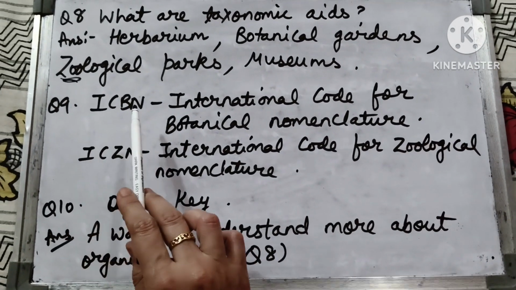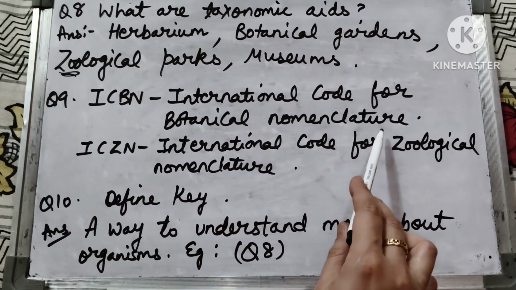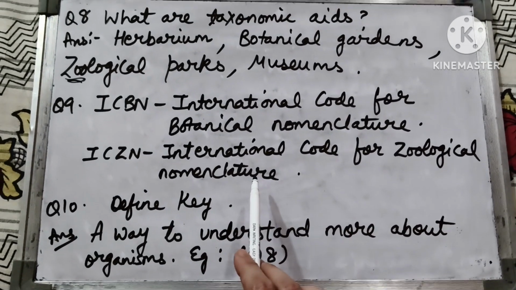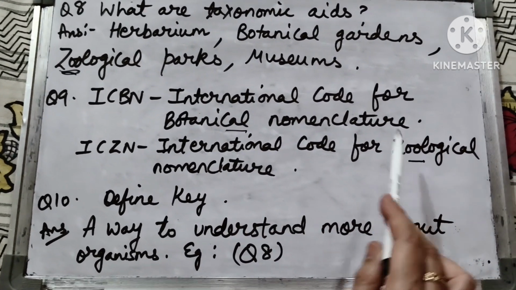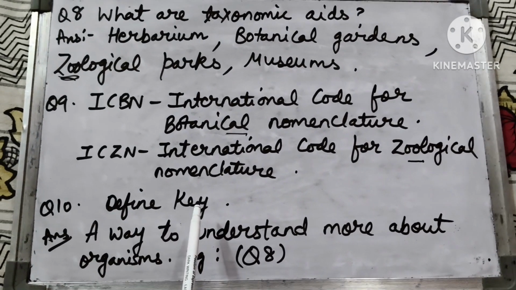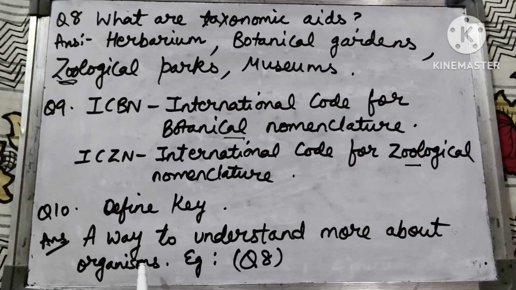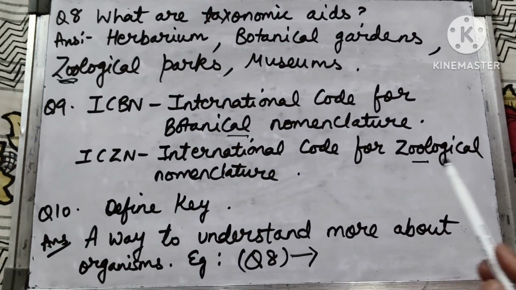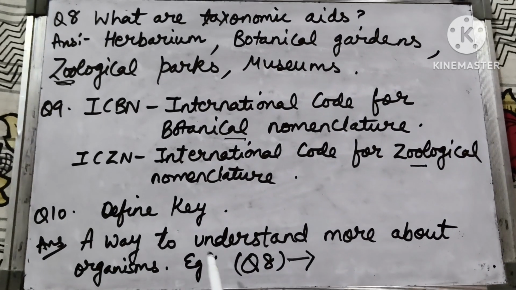Next question is, the full form of these two are asked. ICBN, International Code for Botanical Nomenclature. ICZN, International Code for Zoological Nomenclature. As the name suggests, it is for the plants and it is for the animals, zoo. Last question is, define key. So what is key? It is a way to understand more about the organisms, and how we can give example, the same as question 8. Like these different taxonomic aids are used as a key to identify more about the organisms.